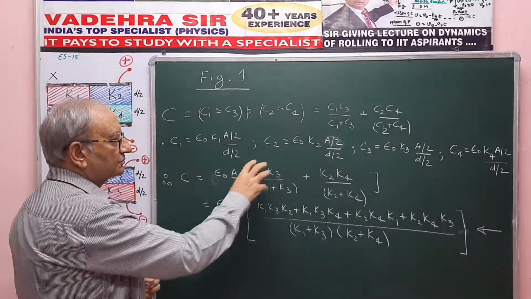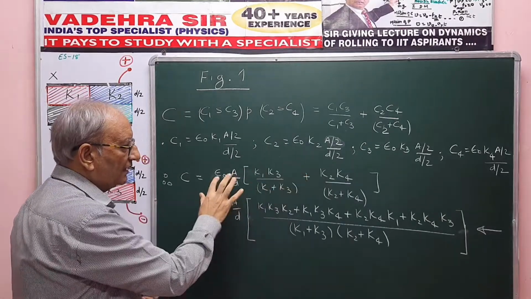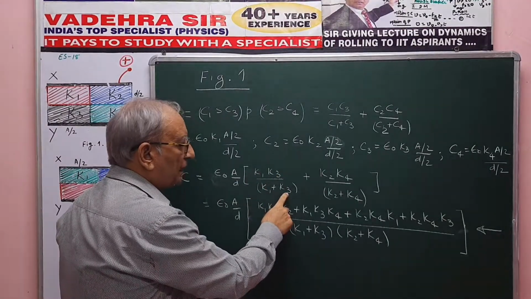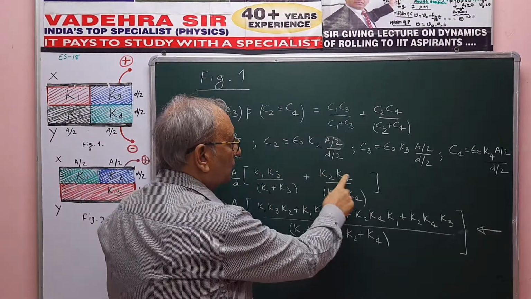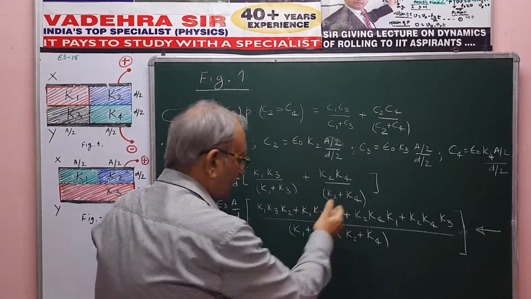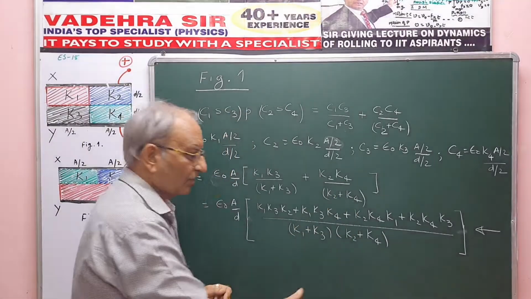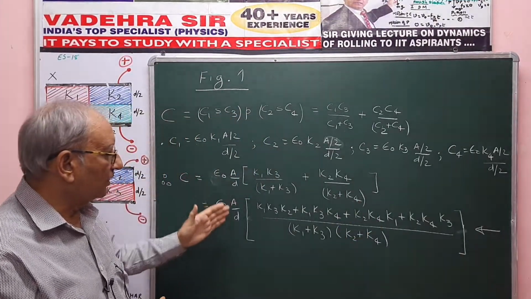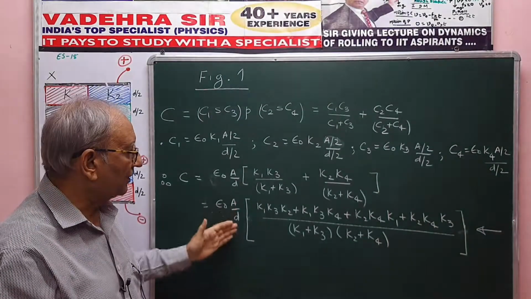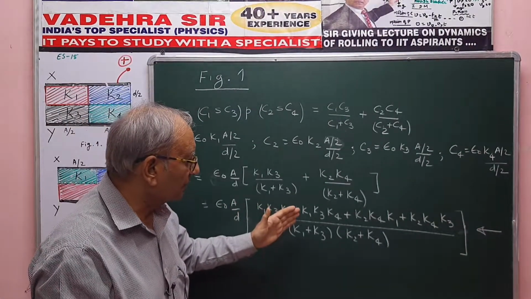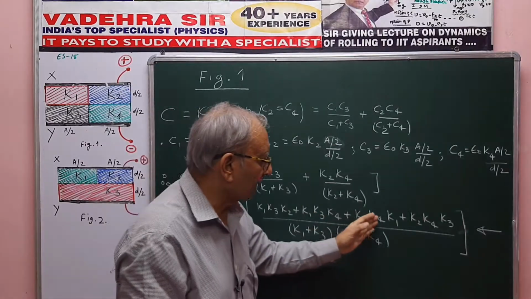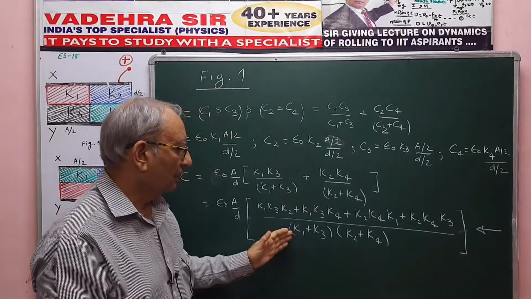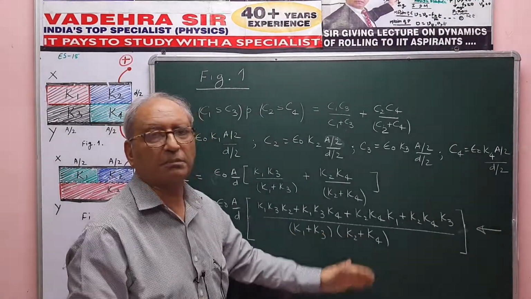So I give the results here. Epsilon naught A by D into kappa 1 kappa 3 upon kappa 1 plus kappa 3, plus kappa 2 kappa 4 upon kappa 2 plus kappa 4. Take the LCM, kappa 1 plus kappa 3 into kappa 2 plus kappa 4, and then just solve that. So the effective capacitance is epsilon naught A by D into kappa 1 kappa 3 kappa 2 plus kappa 1 kappa 3 kappa 4 plus kappa 2 kappa 4 kappa 1 plus kappa 2 kappa 4 kappa 3, whole divided by kappa 1 plus kappa 3 into kappa 2 plus kappa 4.